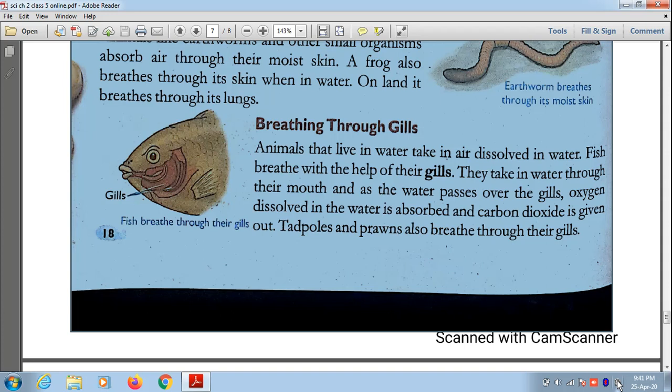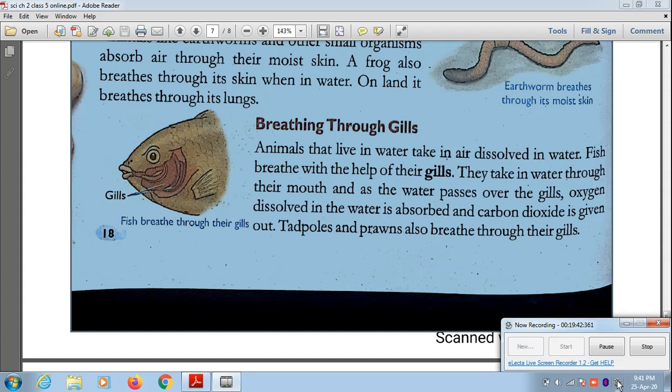So children, hope you have understood the chapter, right? Please, you can read this chapter again. The entire chapter is there in the form of PDF and I'll be giving you the notes as well along with this.